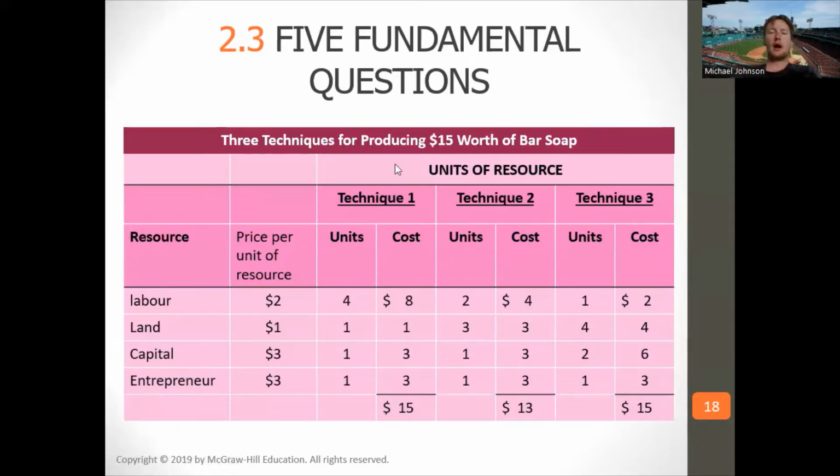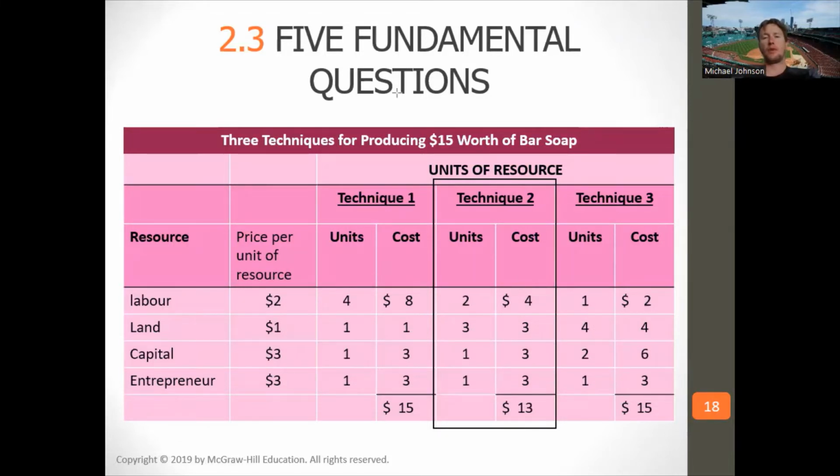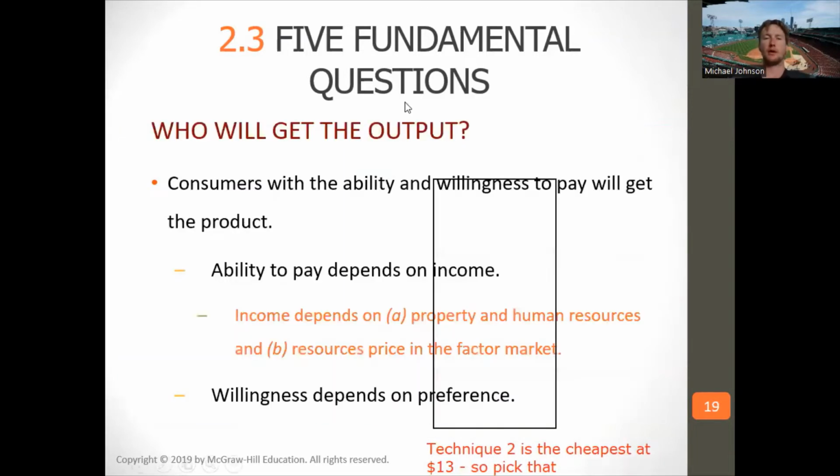So here you want to go with technique 2 because it's most efficient. The cost is $13 total. So you want to go with the lowest cost. So technique 2 is what we want to go with. Technique 2 is the cheapest at $13. So pick that. We want to go with the cheapest way.